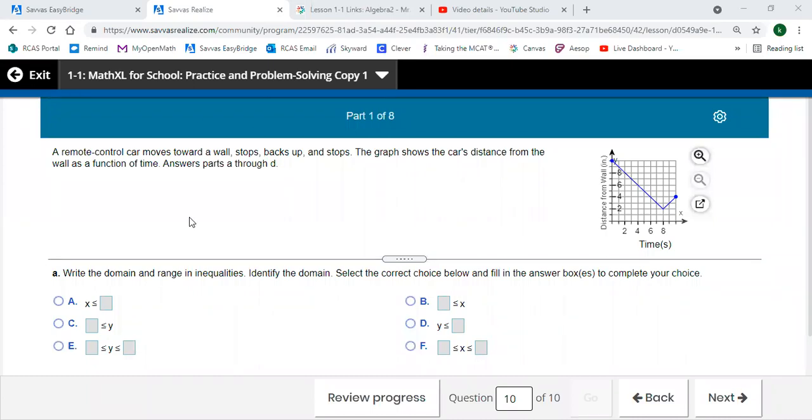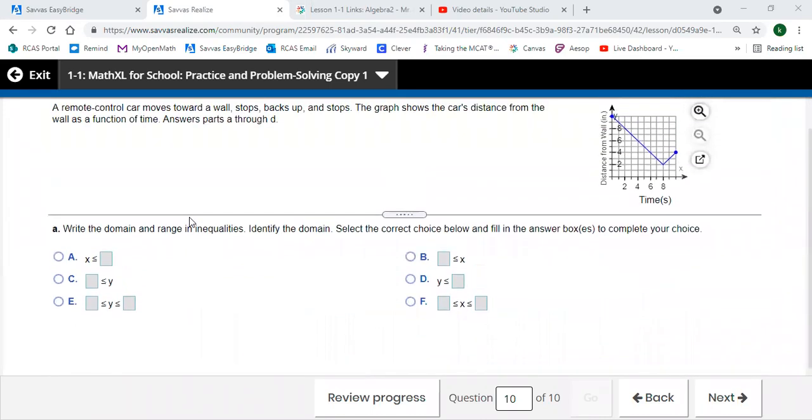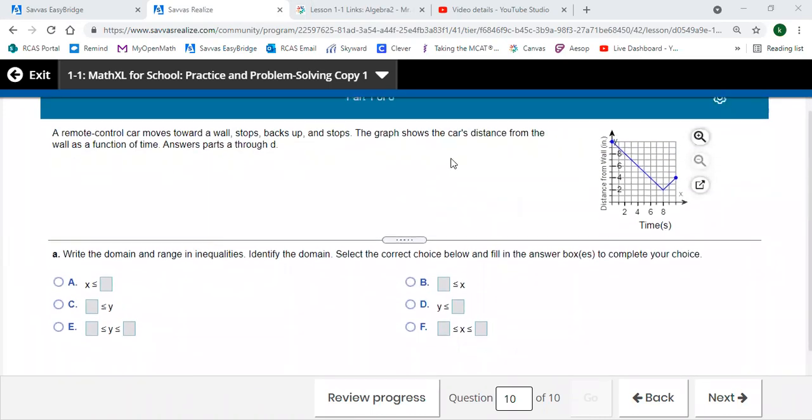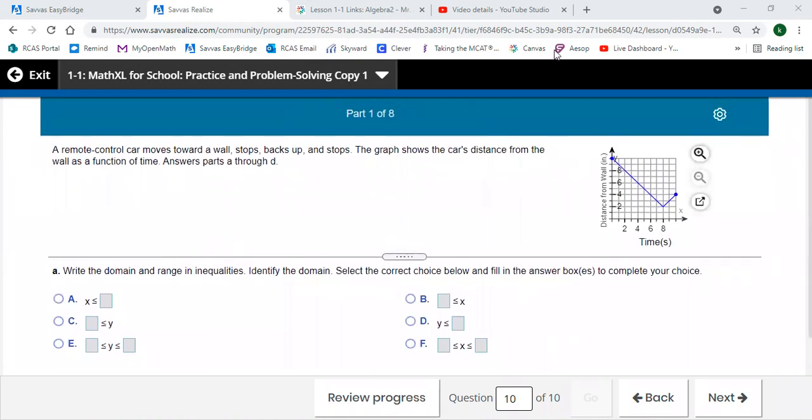Okay, problem number 10. And again, it's got 8 parts to it. This one might take a little extra time because there's a couple of thinkers in here that they ask. So problem 10 on mine is 1.1.32. Now this one goes something like this.